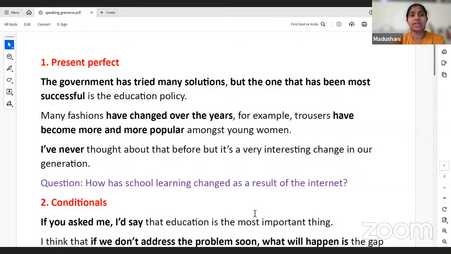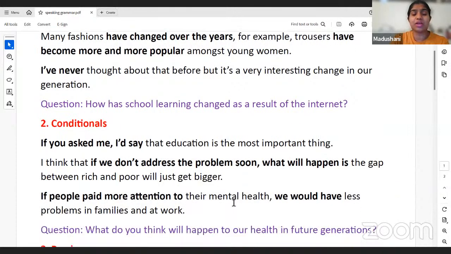Okay, right. The other thing that you have to use while you are speaking is conditional sentences. You know, there are different types of conditional sentences, type 0, type 1, 2, 3. So there are mainly 4 types of conditional sentences, isn't it? So we have to use conditional sentences. Even if you can use one conditional sentence while you're speaking, that's perfectly good, right? The first one says, if you ask me, I'd say that education is the most important thing.